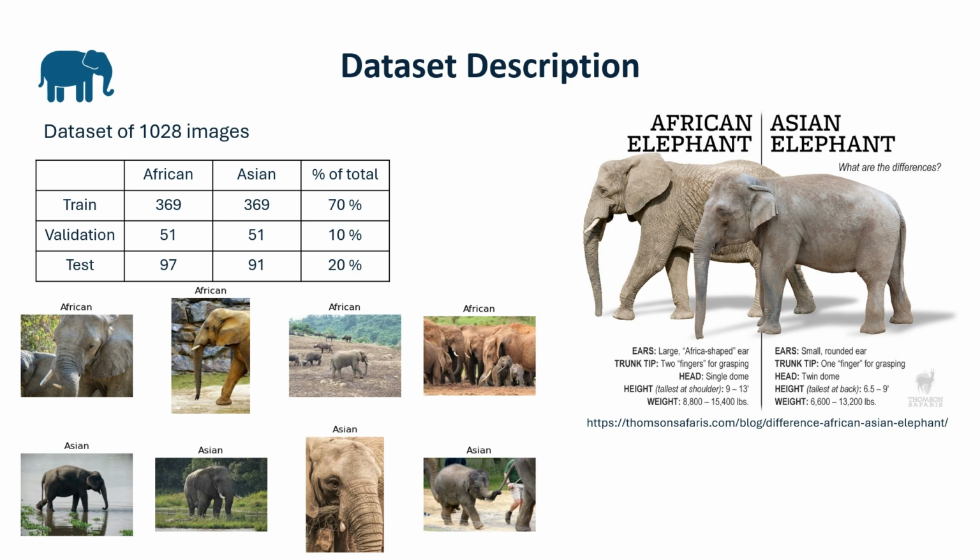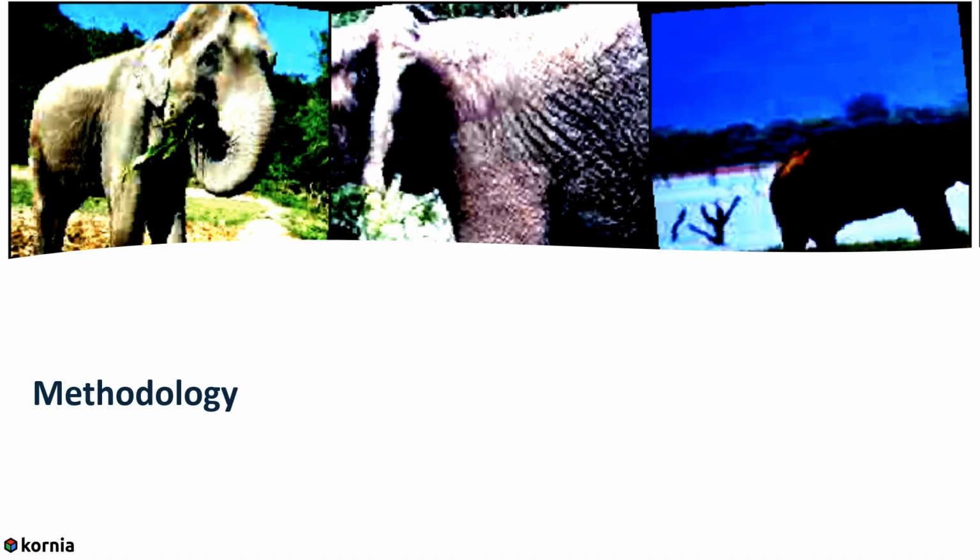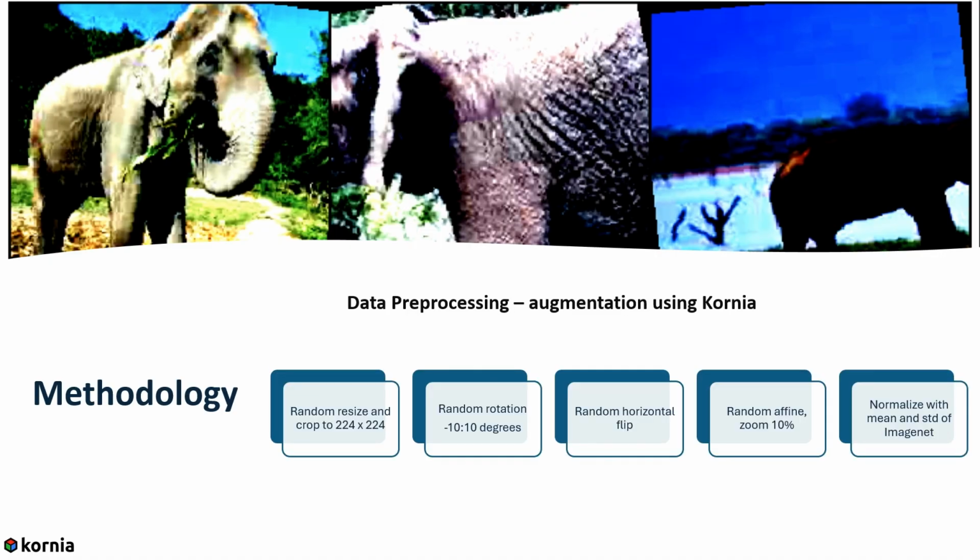Now we're going to present you our data augmentation. We used Kornia for data preprocessing. We randomly resized and cropped the image. We randomly rotated the image. We randomly flipped it horizontally, zoomed in, and normalized using the mean and standard deviation of ImageNet. We did this step in order to improve the result, avoid overfitting, and help the network generalize better.